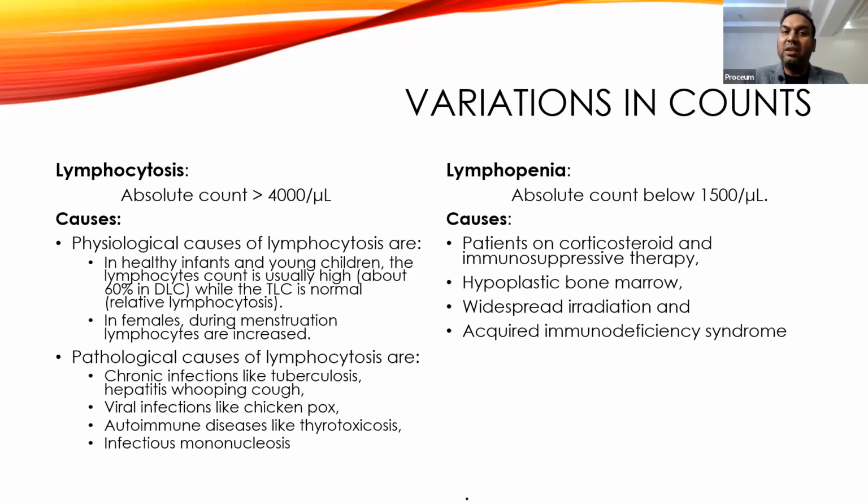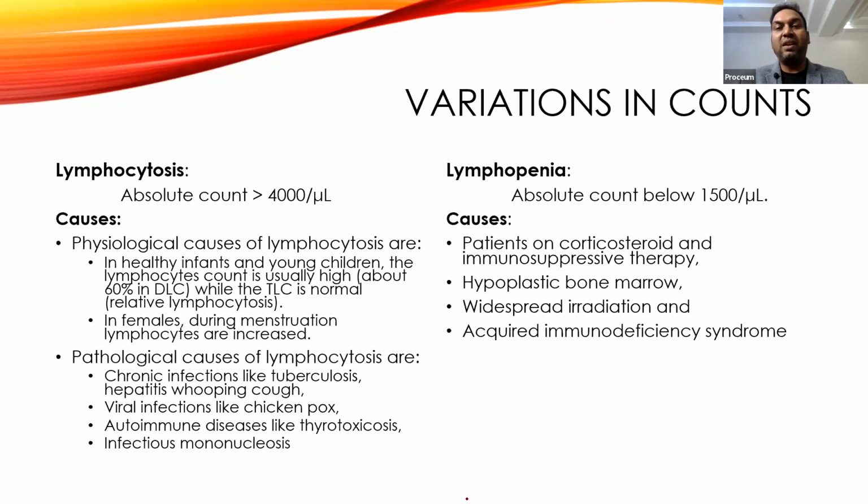Pathological causes: there is usually an increase in chronic infections like tuberculosis, glandular fever or leprosy. These chronic infections show a higher concentration of lymphocytes. They also increase in viral infections like chickenpox, influenza, and others. And they also increase in autoimmune disorders like Graves' disease, also called thyrotoxicosis, or Hashimoto's thyroiditis, or rheumatic heart disease. In these conditions also there is an increase in lymphocyte count.